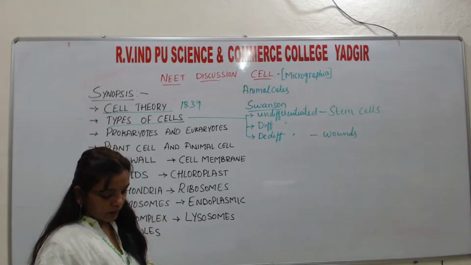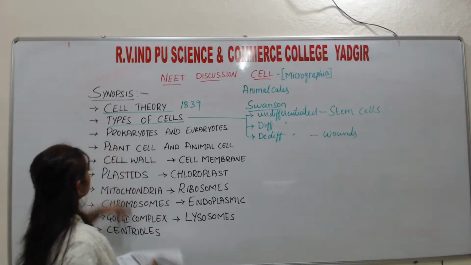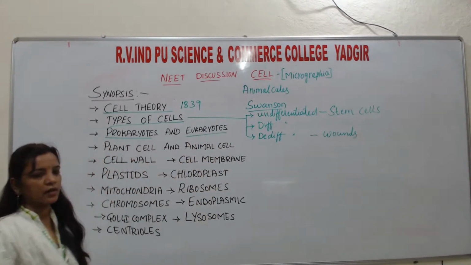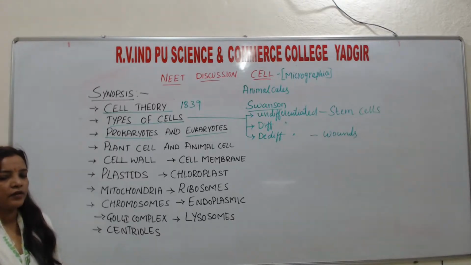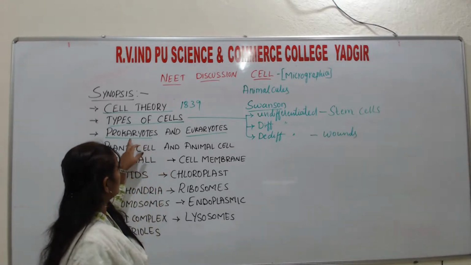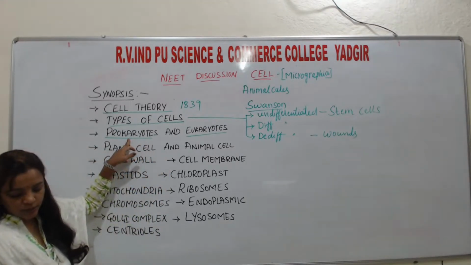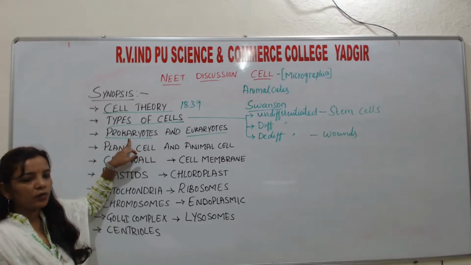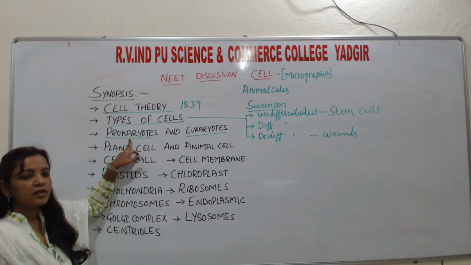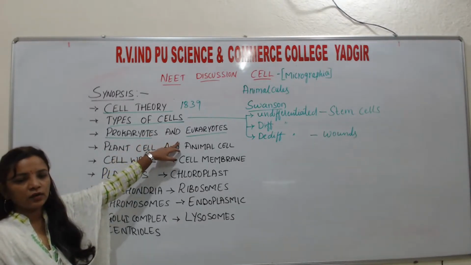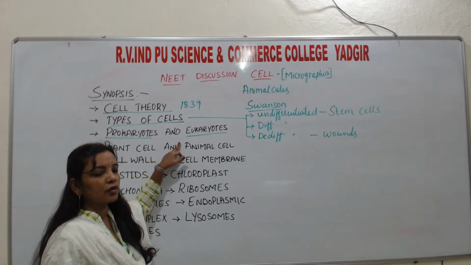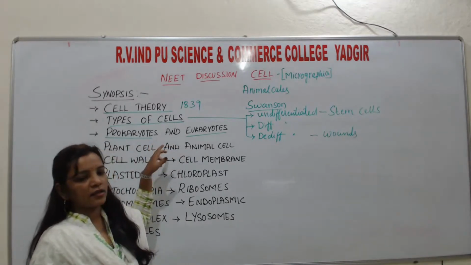Next, coming to the differences between prokaryotes and eukaryotes. What will be the size of prokaryotes? The size of prokaryotes will be 0.1 to 5 micron, whereas in eukaryotes it will be 5 to 100 micron. That is the prokaryote size and the eukaryote size.